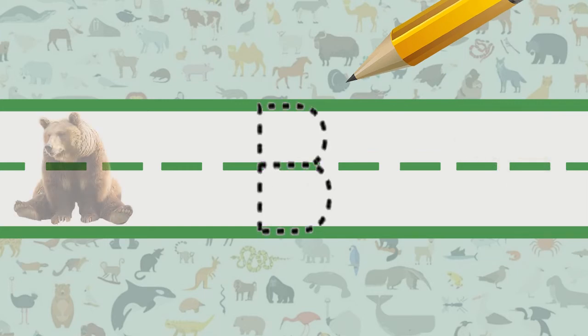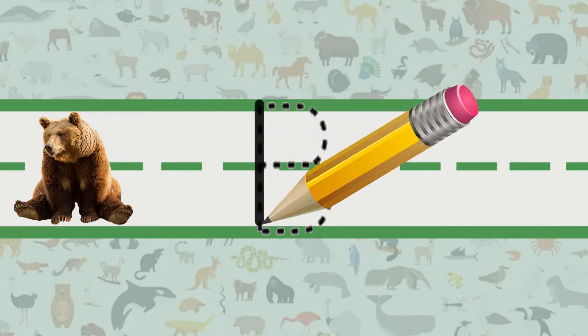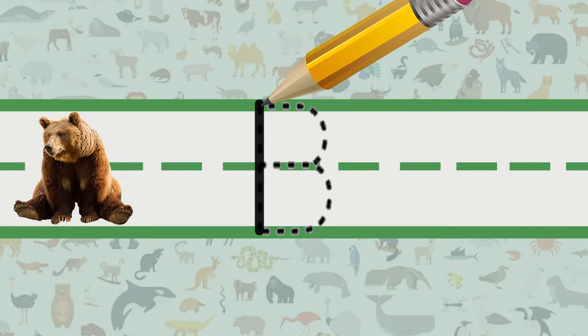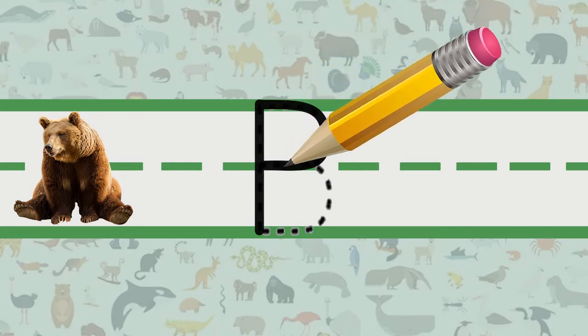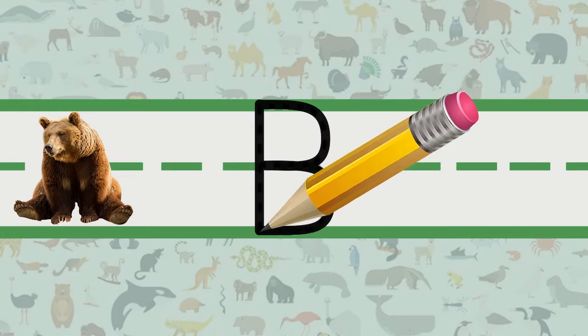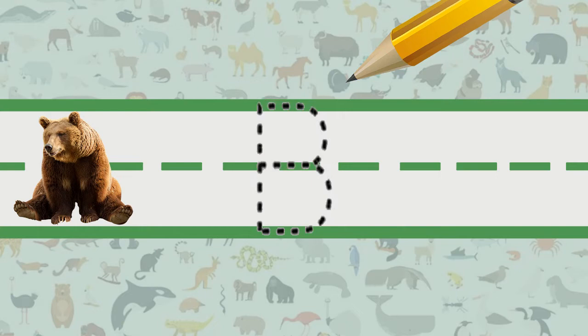B is for bear. To write capital B, or big B, start at the top and draw a straight line down to the bottom. Then go back to the top and draw a curved line to the middle. Then draw another curved line to the bottom. Good job! Let's do that again.